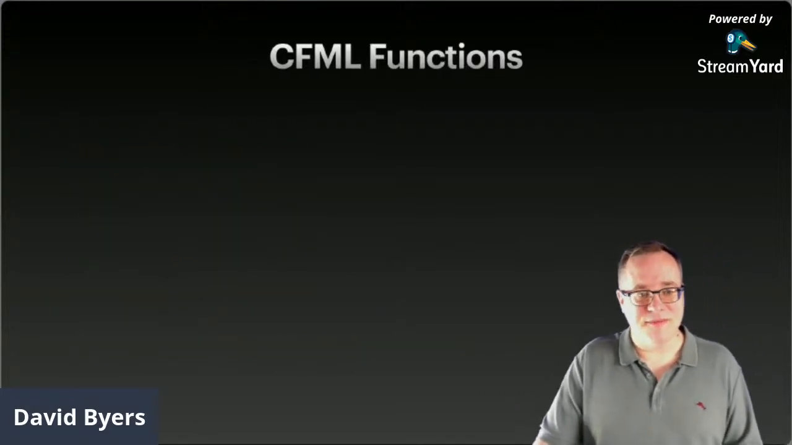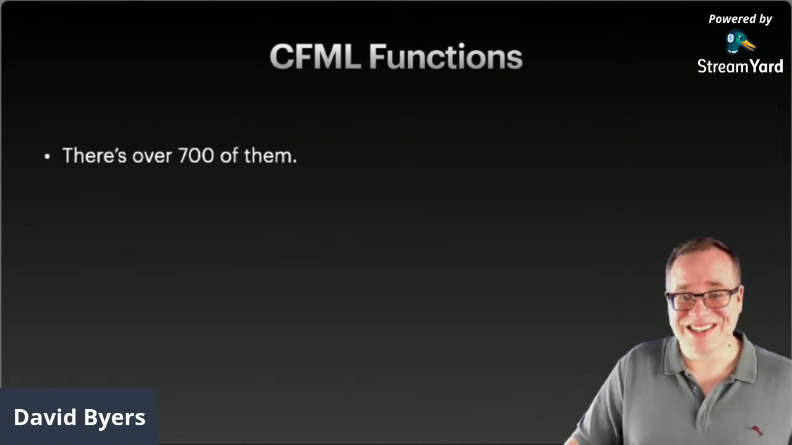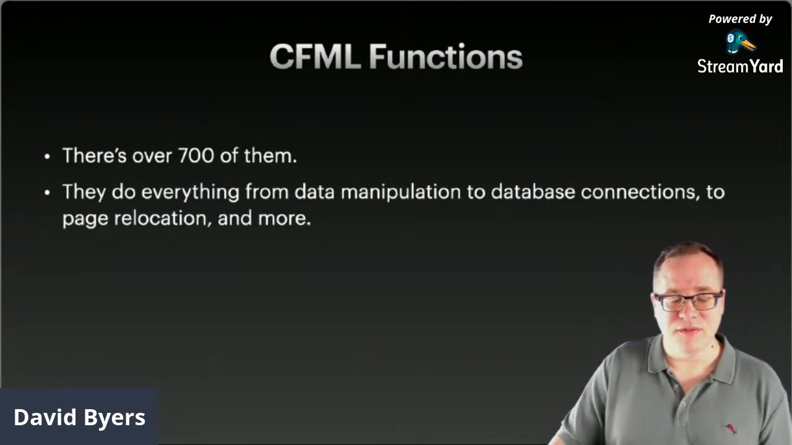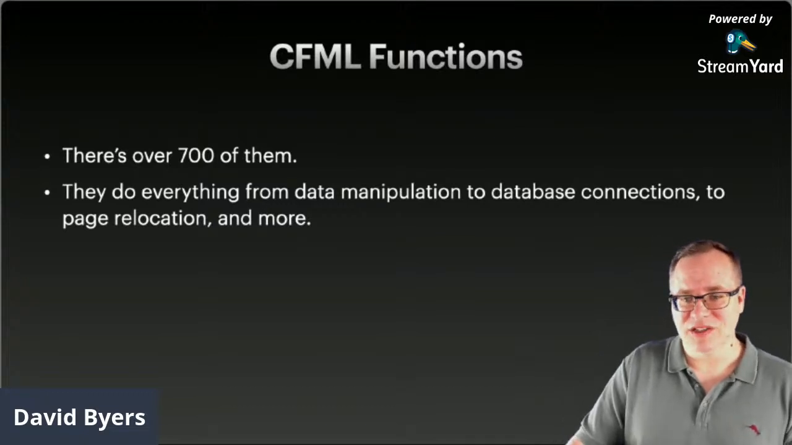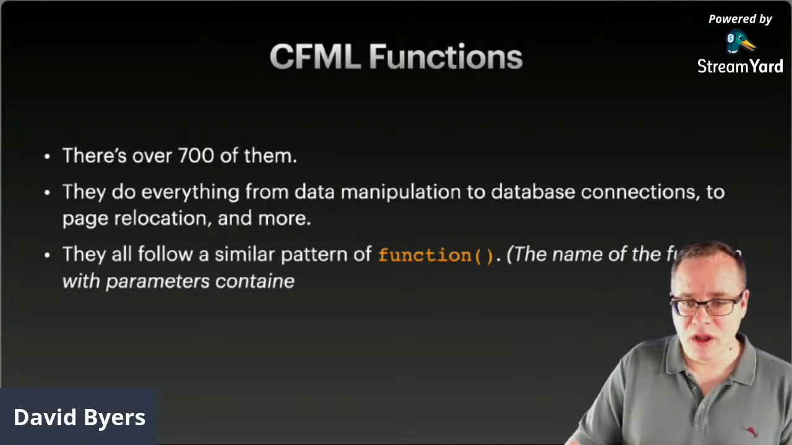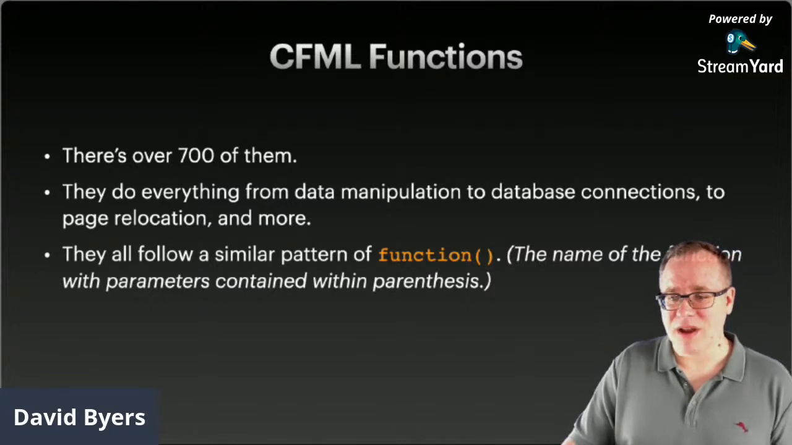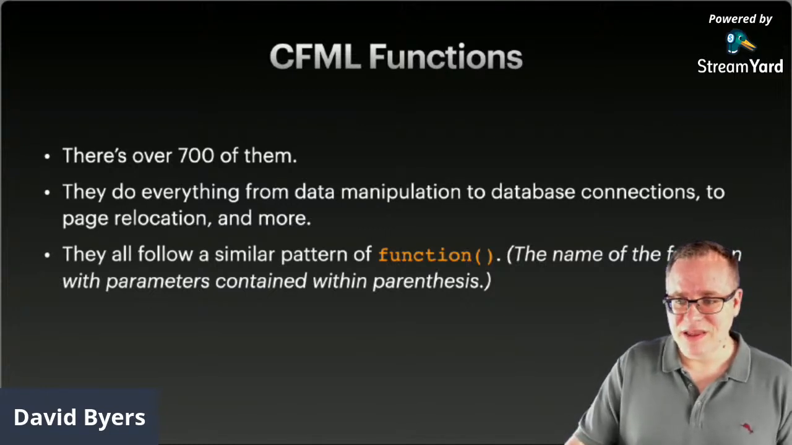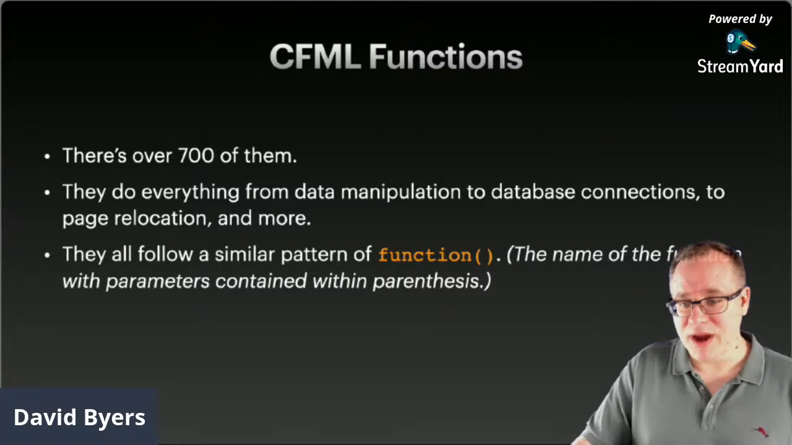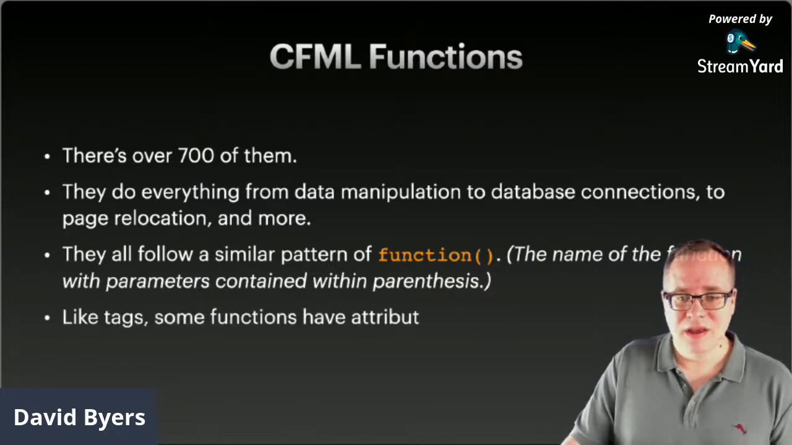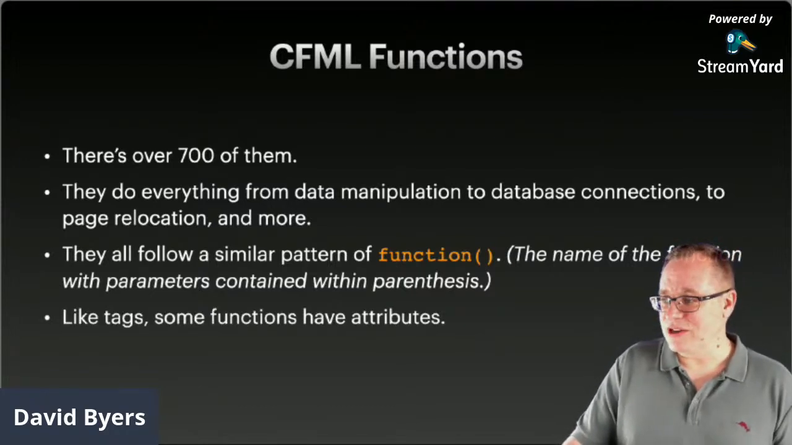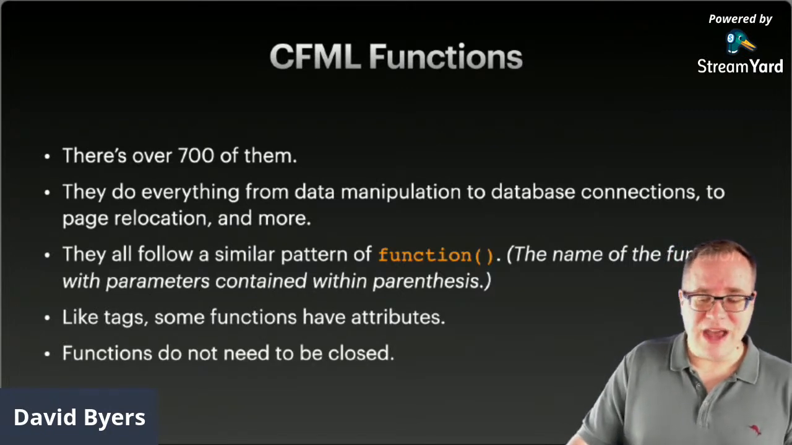Let's talk about CFML functions for a moment. There's over 700 of them. They do everything from data manipulation to database connections to page relocation. They do much more. They all follow a similar pattern of function name with the parameters contained within parentheses. Like tags, some functions have attributes. Functions do not need to be closed.